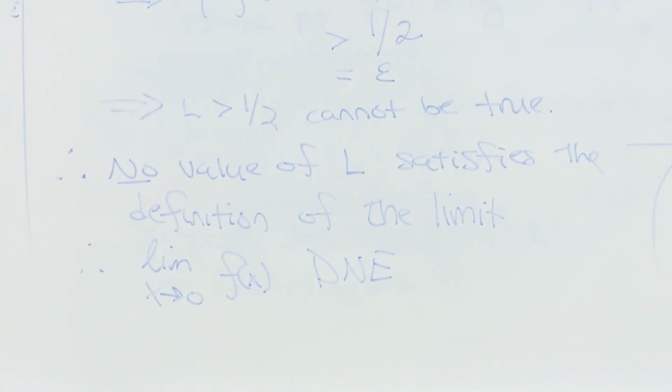Questions here? Yes. I just wanted to know real quick, how come in case 1 you made it greater than 1, but in case 2 you made it less than 0? How come in case 1 I made it bigger than 1?